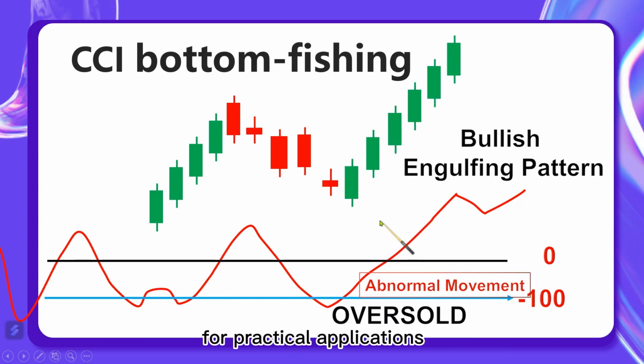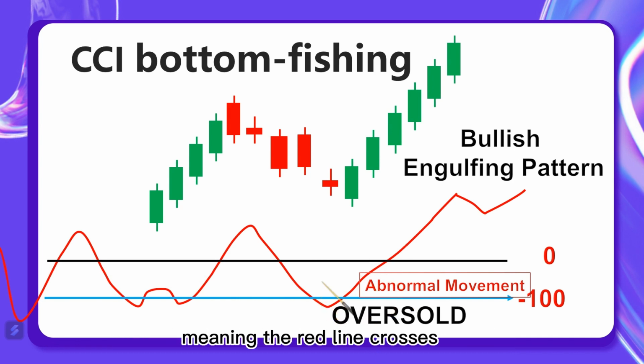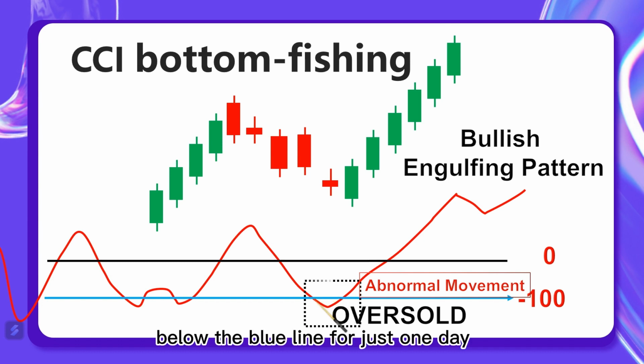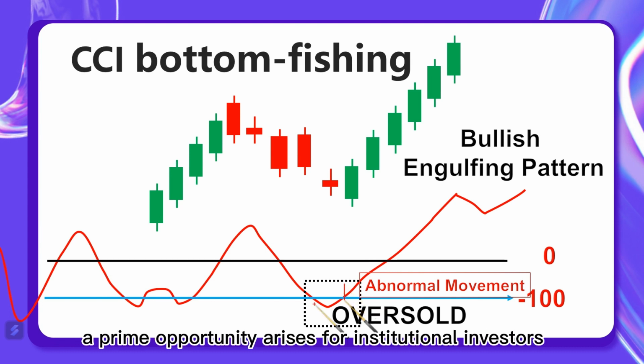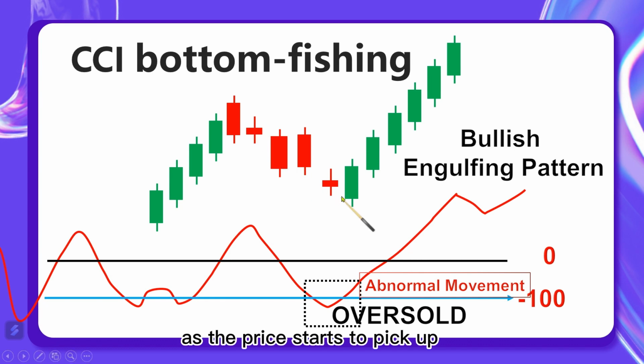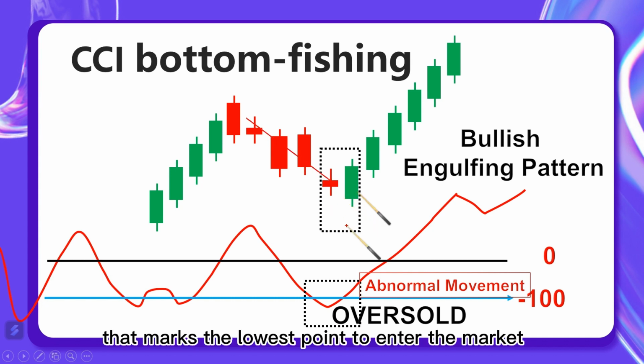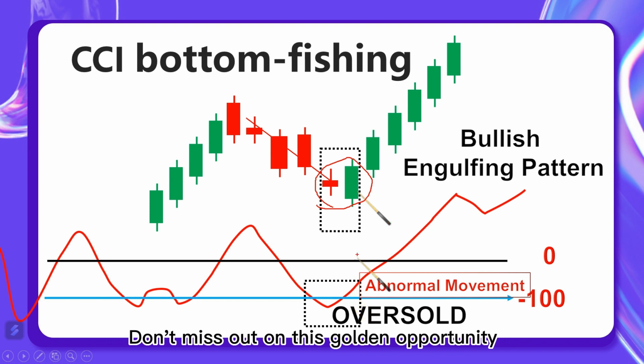For practical applications, there are 2 key points to note. First, when the CCI indicator shows an abnormality, meaning the red line crosses below the blue line for just 1 day, and then crosses back above it the next day, a prime opportunity arises for institutional investors to initiate positions at the extreme bottom. Second, as the price starts to pick up and the institutional investors begin to accumulate shares, that marks the lowest point to enter the market. Don't miss out on this golden opportunity.